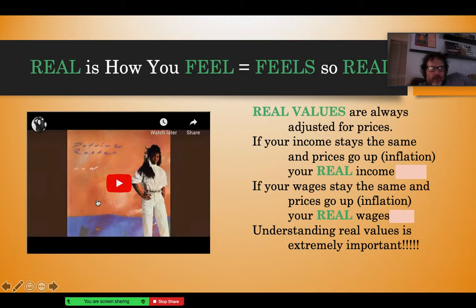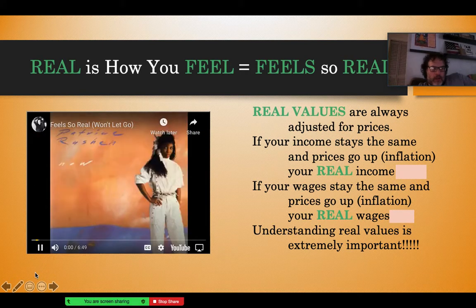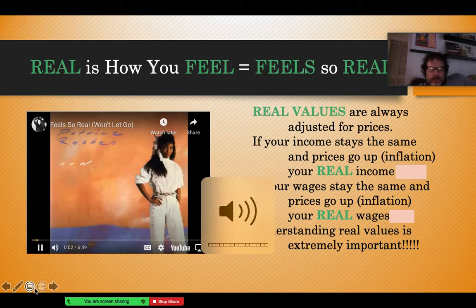You guys ever heard of Patrice Rushen? I'm going to listen to this for a minute.